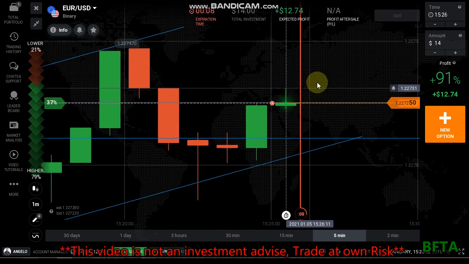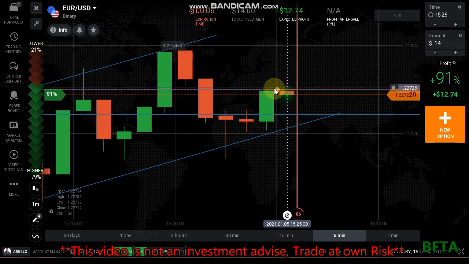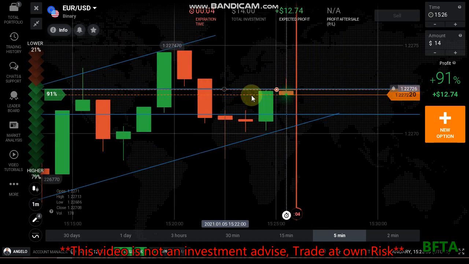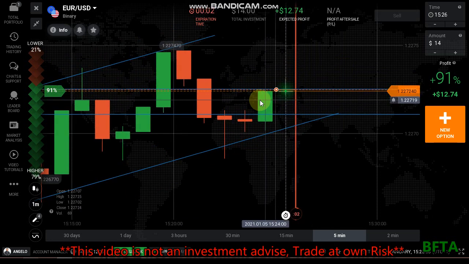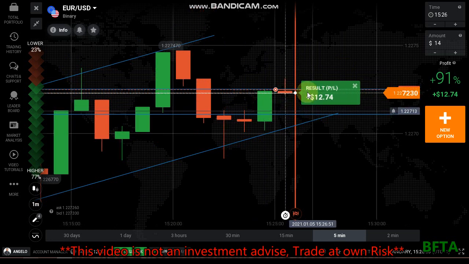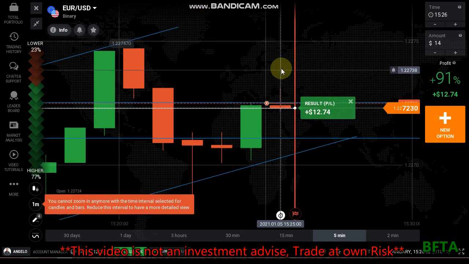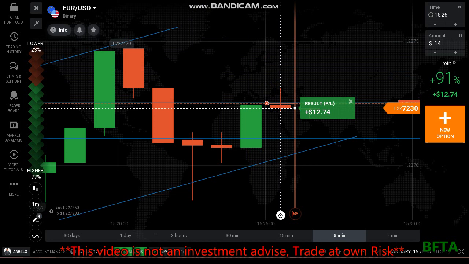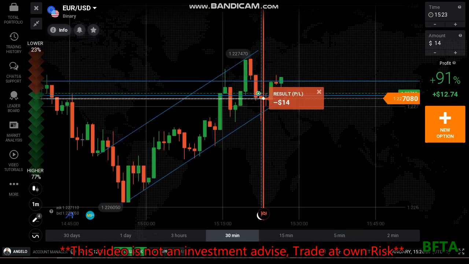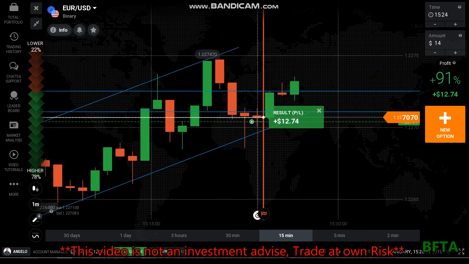No matter what, sellers will still enter. This is just like buyers trying to go up because of this strong bullish candle. So sellers entered. I think I should stop here. I lost this trade because of my entry, because of my mistakes. Okay, and I won this trade by luck because of my entry.